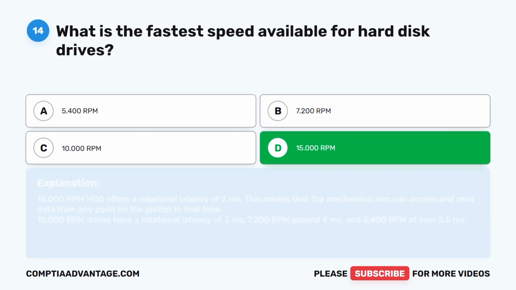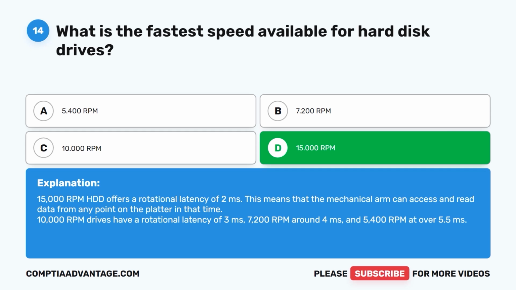15K RPM. A 15,000 RPM HDD offers a rotational latency of 2 milliseconds. This means that the mechanical arm can access and read data from any point on the platter in that time. 10,000 RPM drives have a rotational latency of 3 milliseconds, 7,200 RPM around 4 milliseconds, and 4,500 RPM over 5.5 milliseconds.